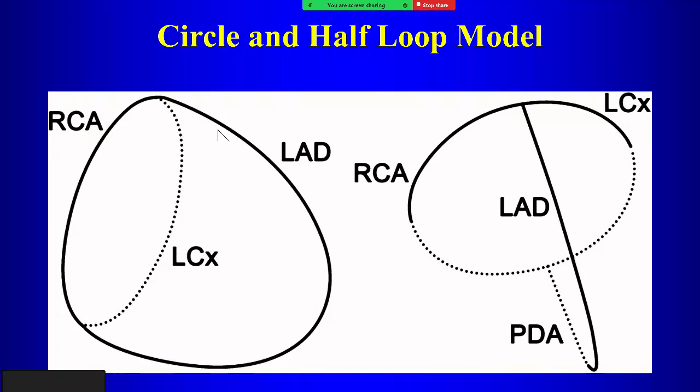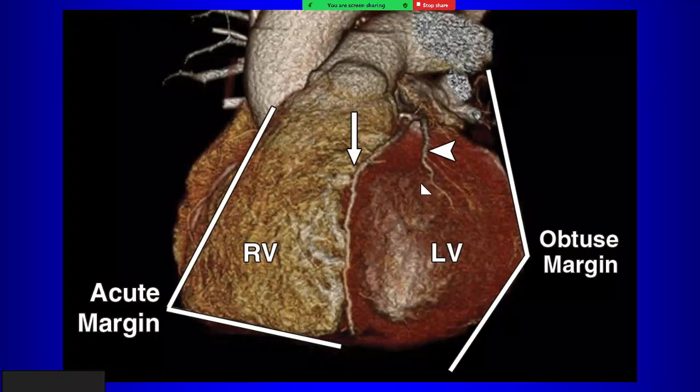Then on the right anterior oblique view, you get the LAD and the PDA in profile like that. So this is a left anterior oblique view here on a volume rendering from a cardiac CT, and we can see that the LAD here comes right towards you in the interventricular groove between the right ventricle and the left ventricle.